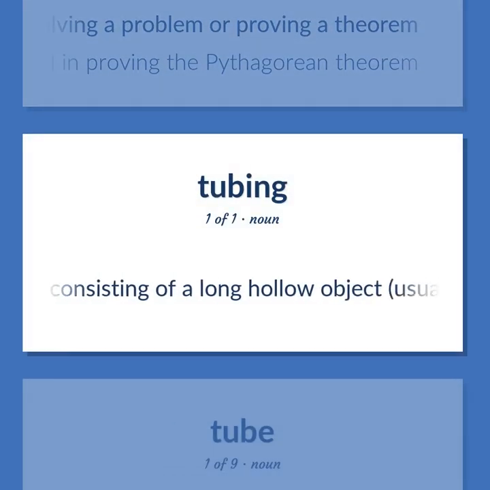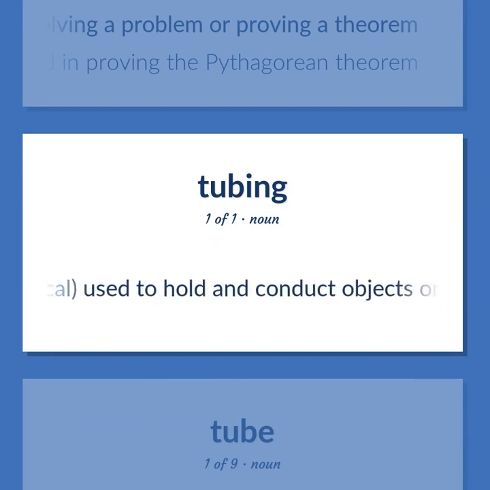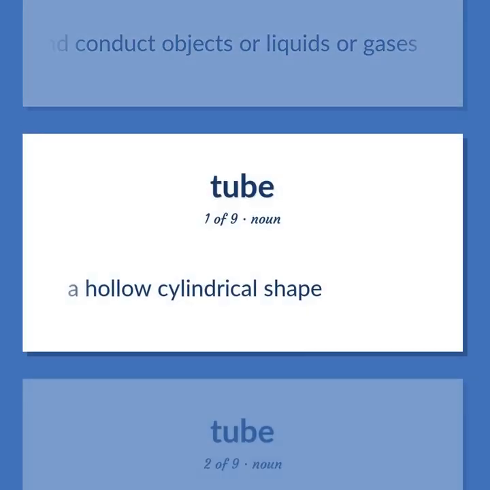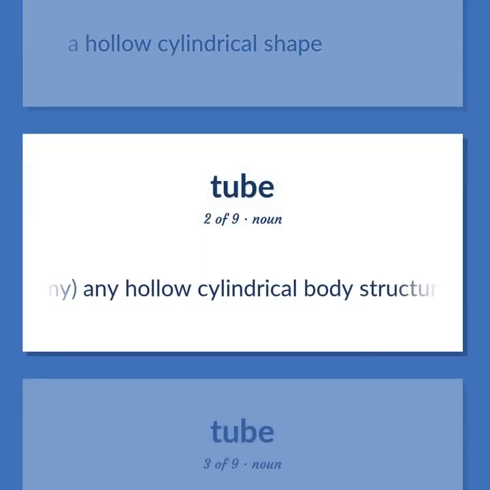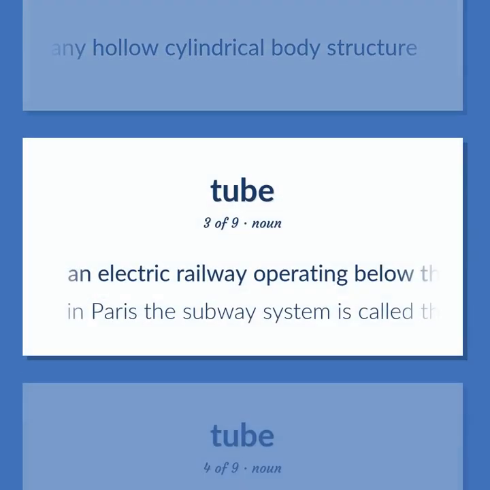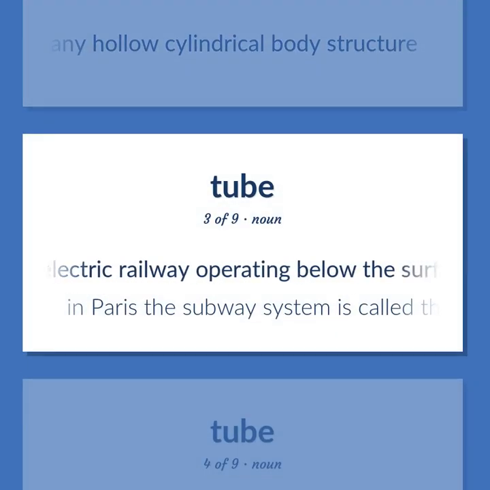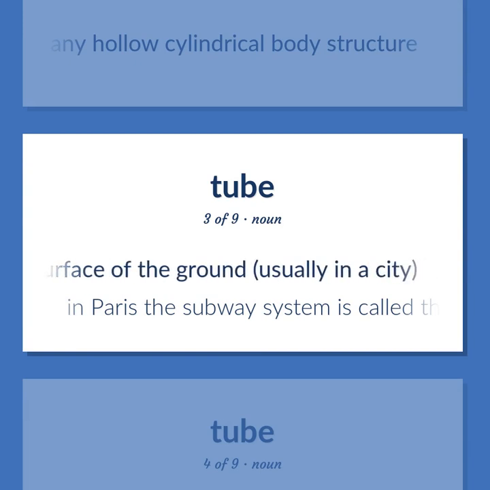Conduit consisting of a long hollow object, usually cylindrical, used to hold and conduct objects or liquids or gases. A hollow cylindrical shape. Anatomy: any hollow cylindrical body structure. An electric railway operating below the surface of the ground, usually in a city. In Paris, the subway system is called the metro, and in London it is called the tube, or the underground.